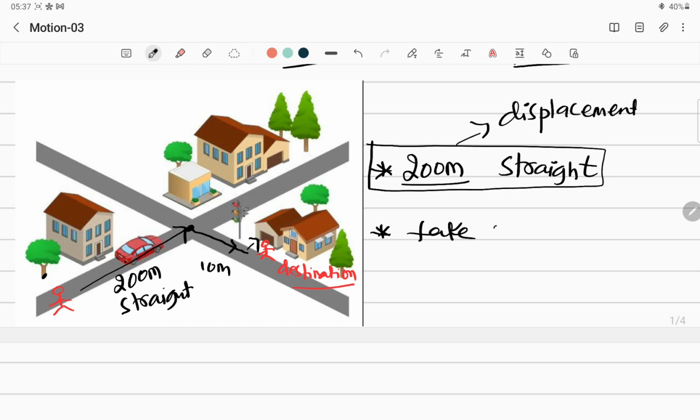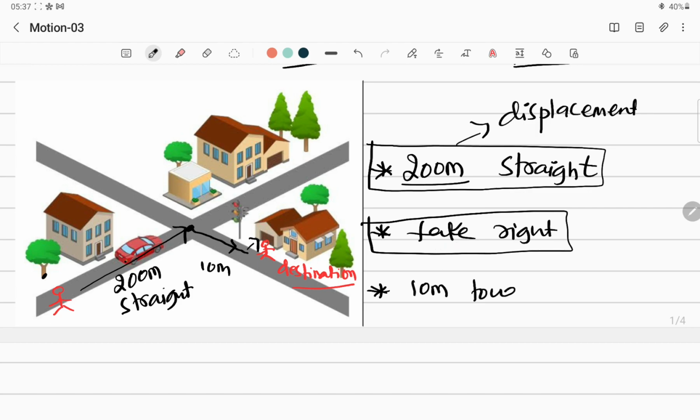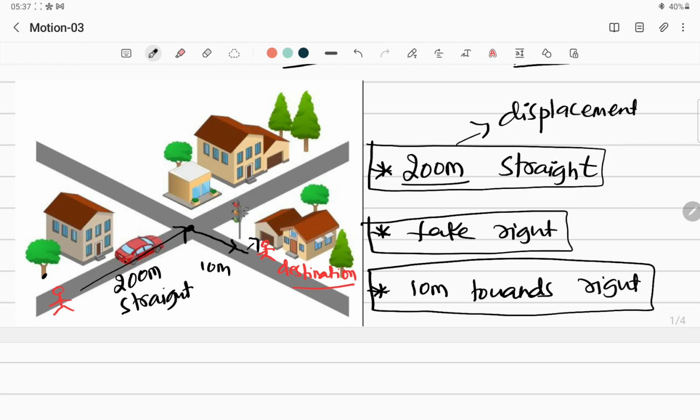You will say take right. Take right, you are mentioning the direction. Then afterwards, he's saying 10 meter towards right. Take right as in 10 meter towards right, both are the same thing. So 10 meter is a magnitude, and right is a direction. Then again it becomes displacement. All right, I hope you are able to understand what I'm trying to say.